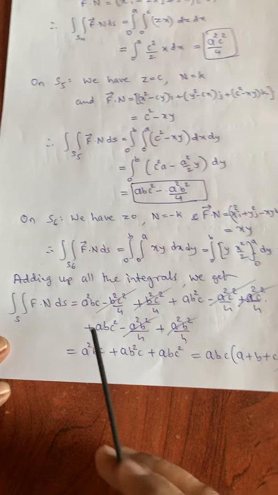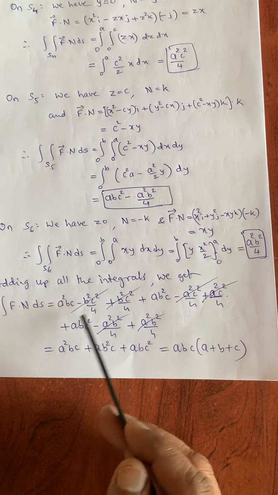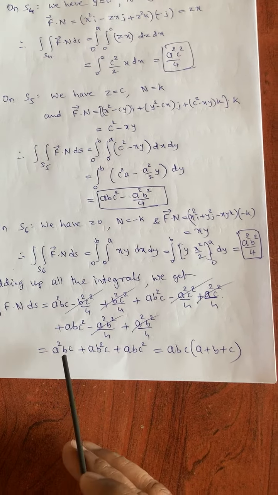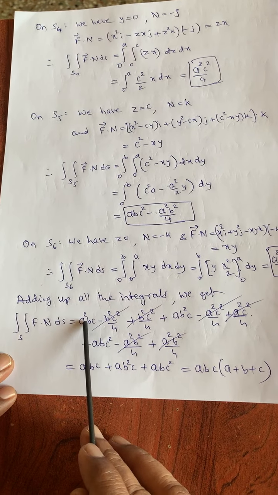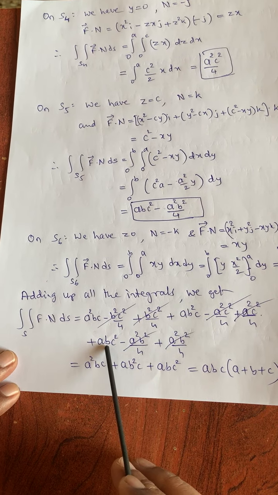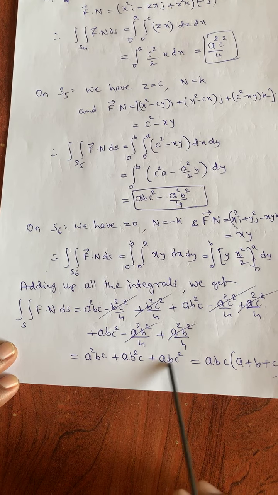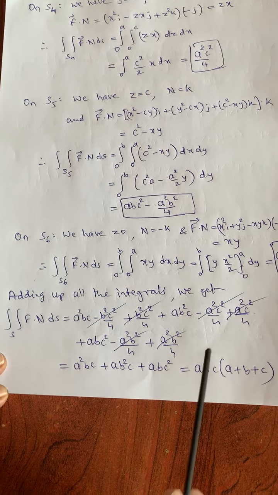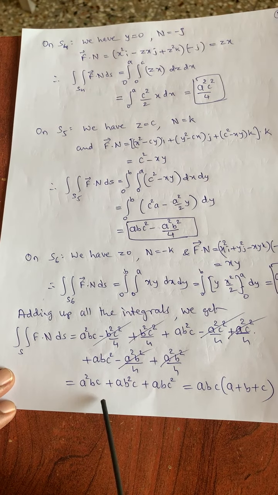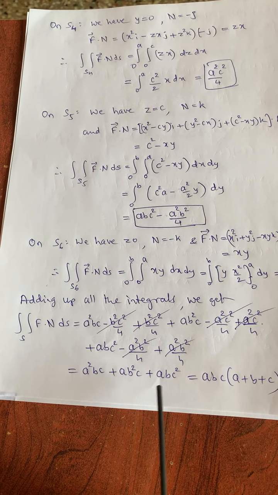Add up all these, and some of them get cancelled. What remains is a square bc plus a b square c plus a b c square. Of all this, abc is common, so abc into the bracket a plus b plus c. This is how we calculate the surface integrals.